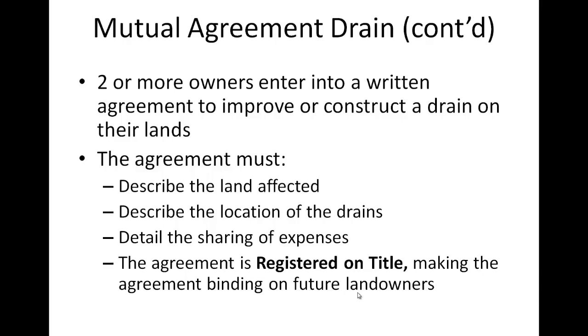So if somebody buys one of these properties in the future and decides that they like the idea of a wetland and want it on their property, they can't go ahead and stop draining it. They are bound to the agreement. And not only that, they still have to continue paying into the expenses. The only way to stop a mutual agreement drain would be to have everyone mutually agree to cease the effort.